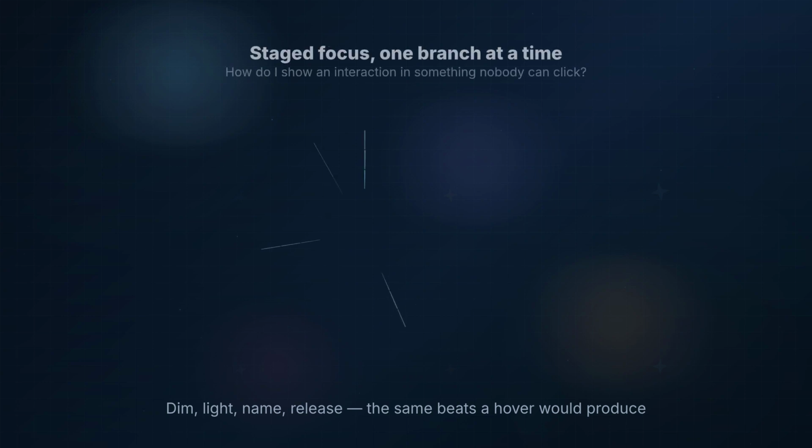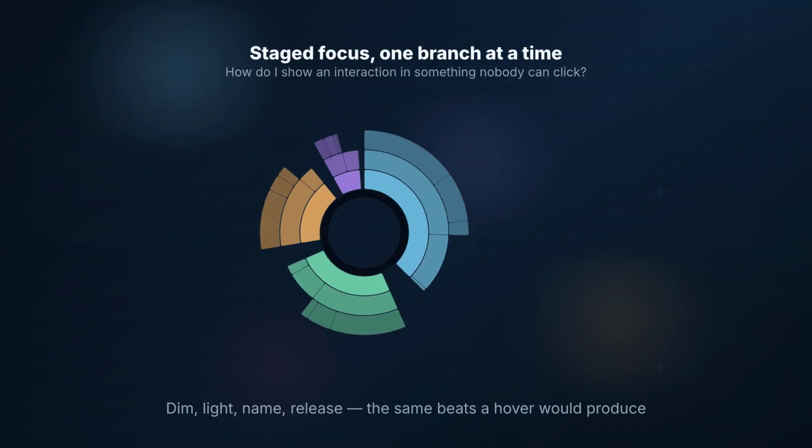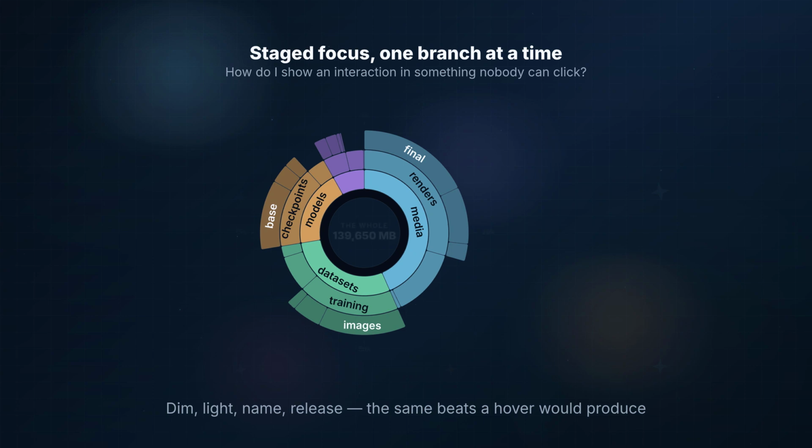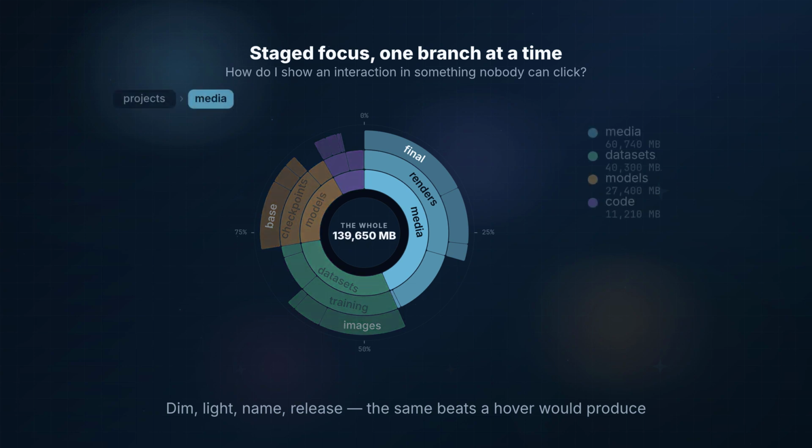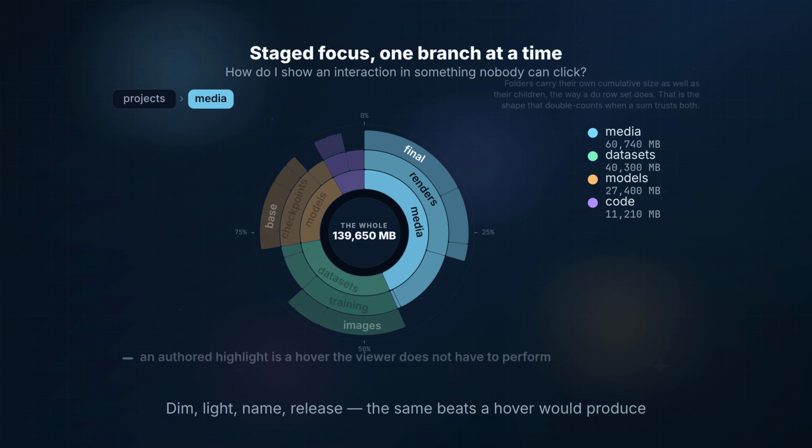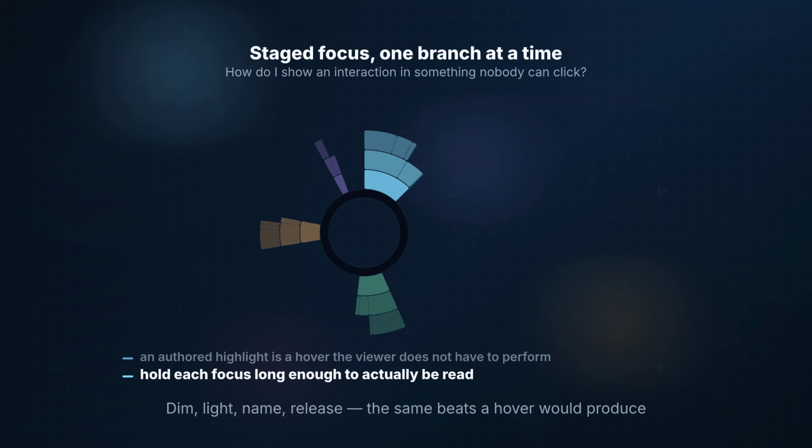On the web, this chart earns its keep through interaction. Hover a slice, its ancestor path lights, a tooltip gives the exact number, a breadcrumb says where you are, and search or a filter cuts the tree down to the part you asked about. In a video, nobody has a cursor, and faking a pointer is worse than not trying. So author it as motion. Dim everything. Light one wedge, print its real number, hold it long enough to read, then release.